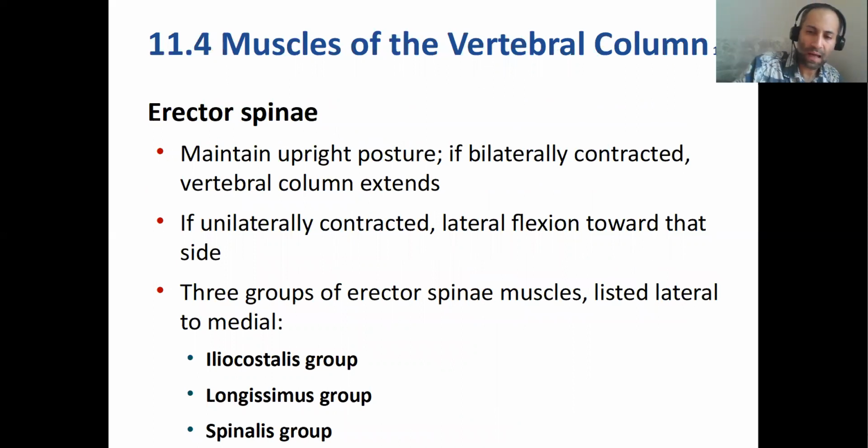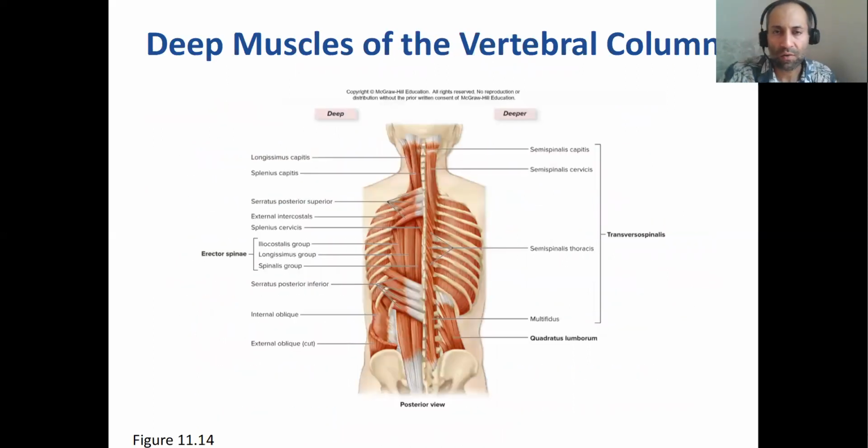Okay, so now we are looking at what are called your erector spinae muscles, because they erect your spine. Very important in humans. Again, bipedal walk. We walk on two legs, which controls our physiology, our anatomy, even our psychology.